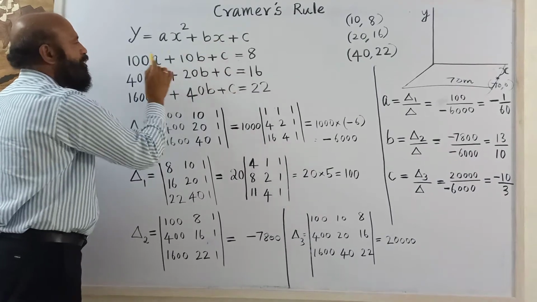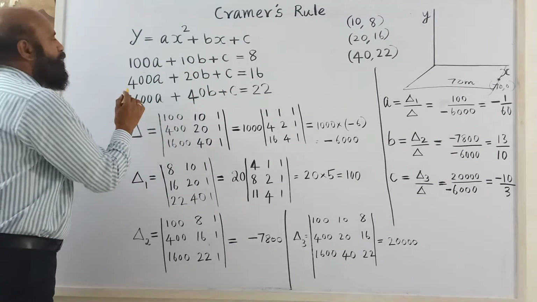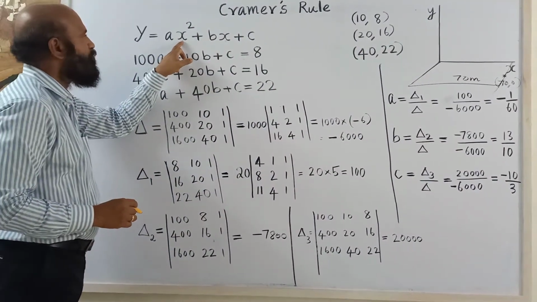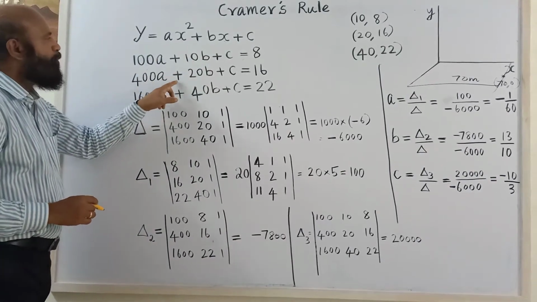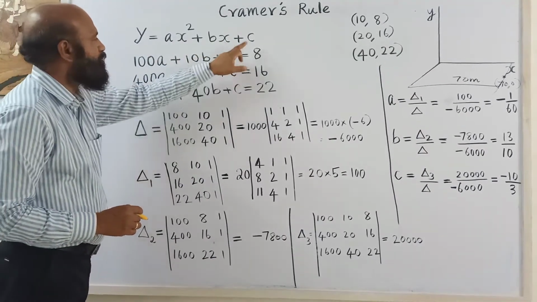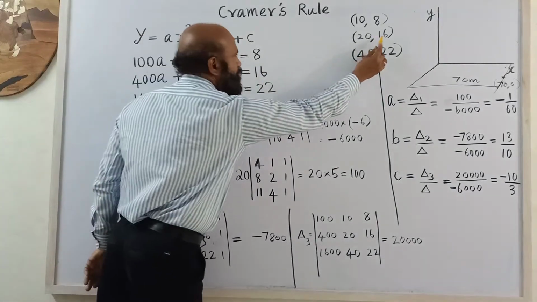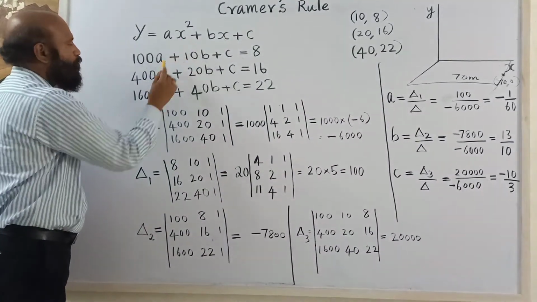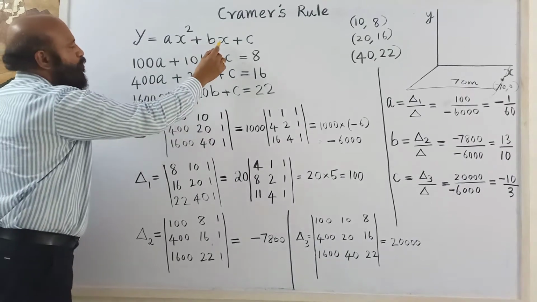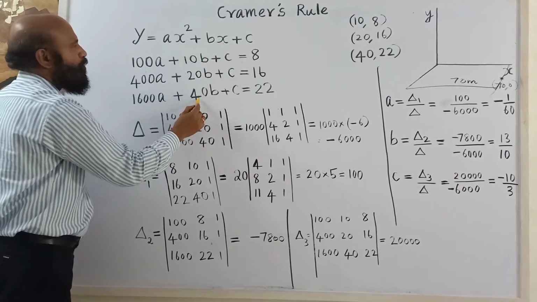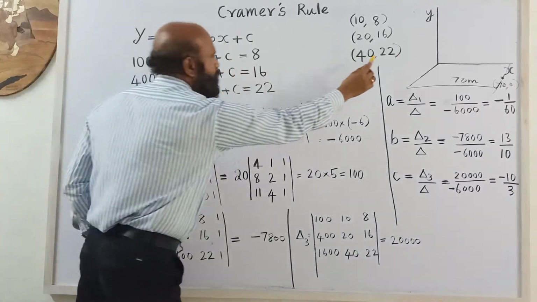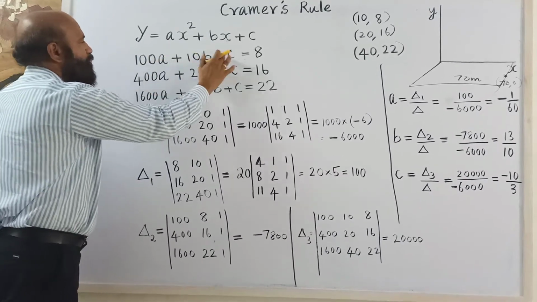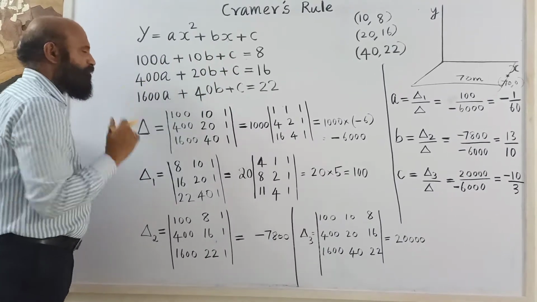For this x 10, so you are getting an equation. Similarly, you substitute 20 and 16 in this expression. For this x, when you put 20, 20 square is 400, plus b times 20, plus c is equal to 16. For this y you have to put 16. Then the third point 40, 22. x is 40, 40 square is 1600, plus b times 40, plus c is equal to 22. So you are getting 3 equations and 3 unknowns, a, b, c.